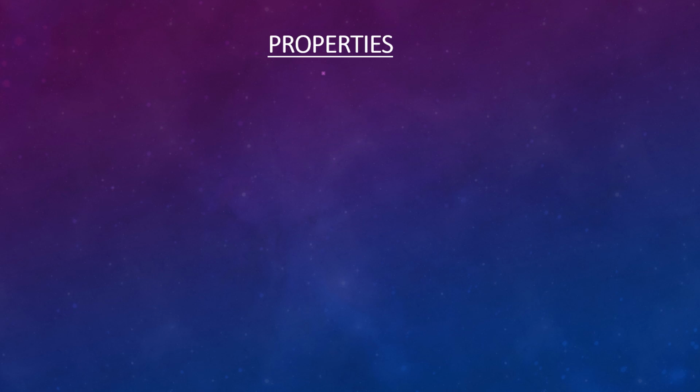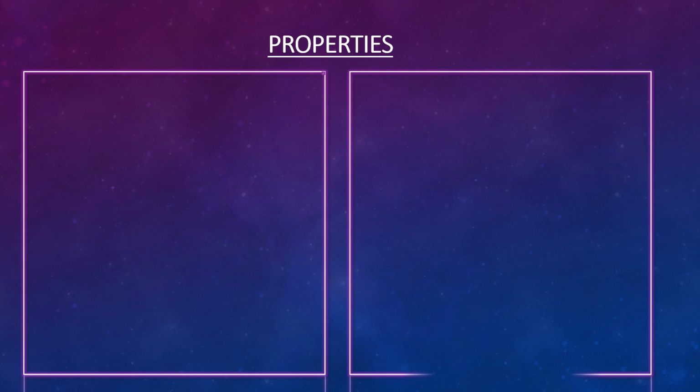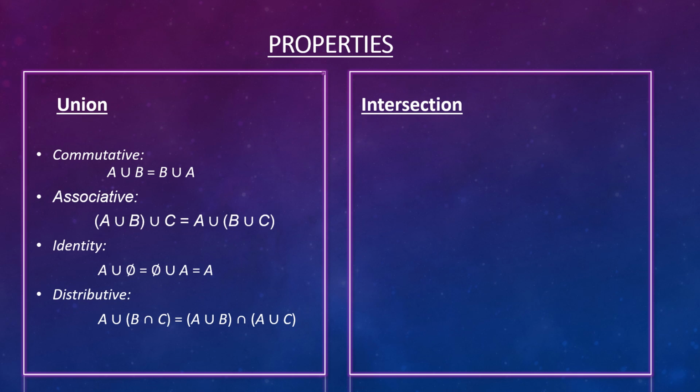Let us look at some properties. First of all, properties of union and then intersection. In properties of union, we have four properties, namely commutative, associative, identity, and distributive. Commutative means that if we change the order of the sets, the operation of union gives us the same result in both cases. In associative, if we have three sets and then we do their union, in both the ways we will get the same answer.